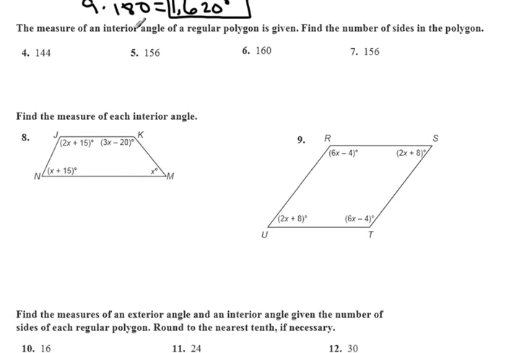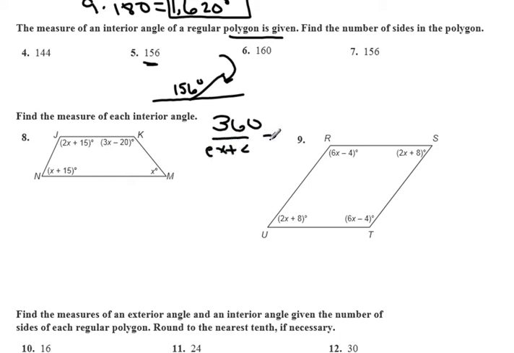Number 5. The measure of an interior angle is given. So this 156 represents an interior angle of a polygon. So let's just draw a picture to represent that 156 degrees. We don't know how many sides the polygon has, but remember, we do know that the interior angle of a polygon and the exterior angle form a linear pair. And we also know that the sum of all the exterior angles is 360 degrees. So our goal here is to figure out what one of the exterior angles is, divide that into 360, and it gives us the number of sides.